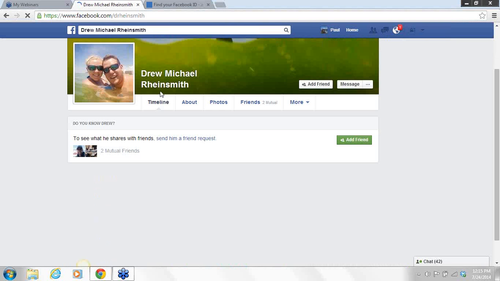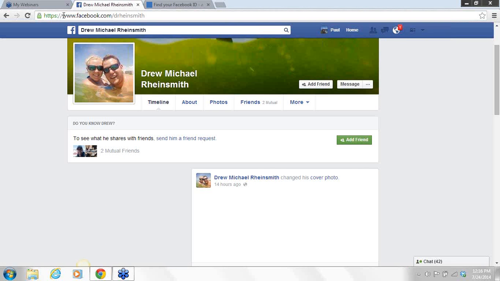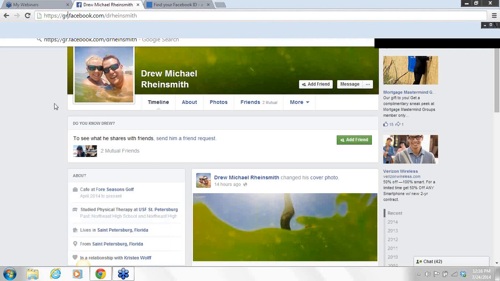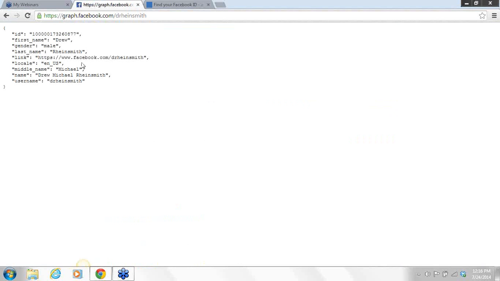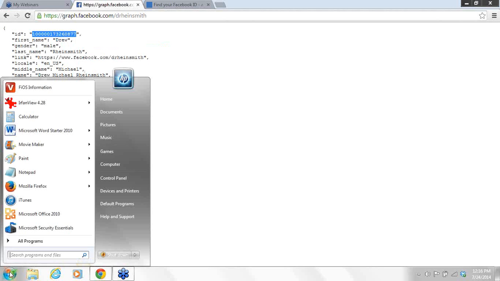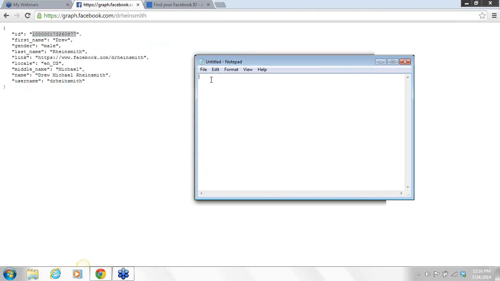There we go. So if I go to anybody's profile on Facebook, and I replace this www right here in the URL address with the word graph and hit enter, it's going to show me a page that breaks down the particulars of this specific account. And the first thing up there is this ID number. That's the very first thing listed here. So now I can copy this Facebook ID number and paste it onto my sheet so I can start marketing that.